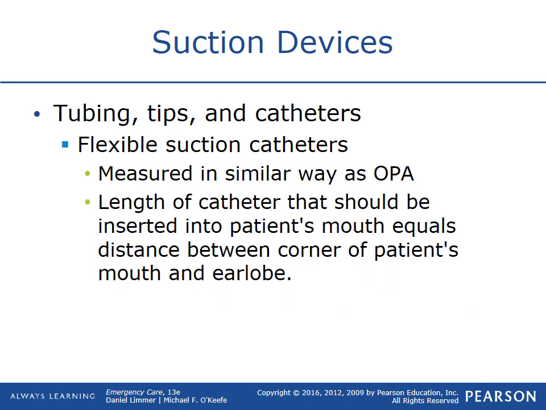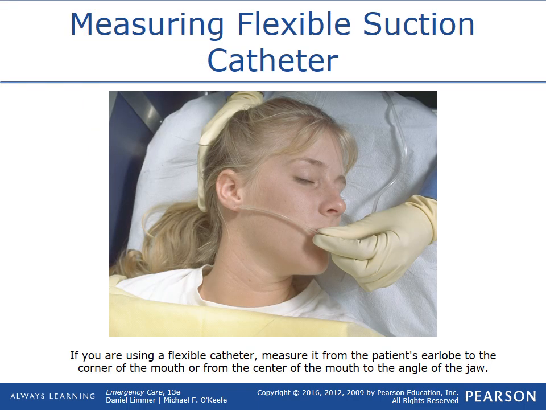You measure flexible catheters in a similar way as you measure the oral airways. The length of the catheter that should be inserted into the patient's mouth equals the distance between the corner of the patient's mouth and the earlobe. You don't want to go any farther back than what you can realistically see. Here's the measuring of a flexible suction catheter. You see? So hang on to that end where you see that's as far as it goes, and then suction.